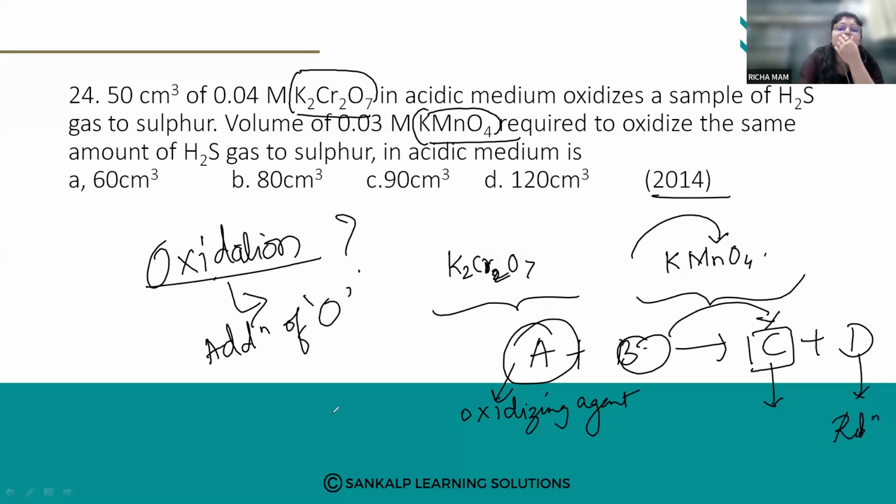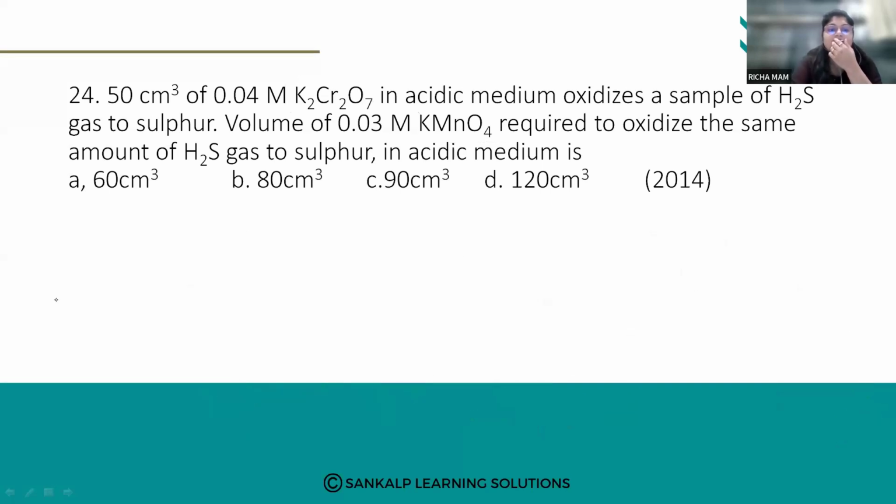Reduction means removal of oxygen. So what is the role of an oxidizing agent? It oxidizes other and itself undergoes reduction. So both K2Cr2O7 and KMnO4 are oxidizing agents.